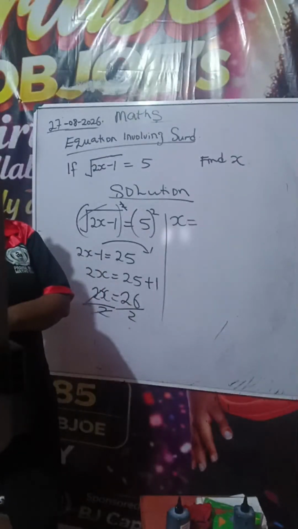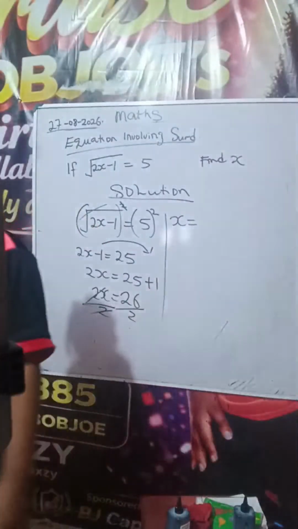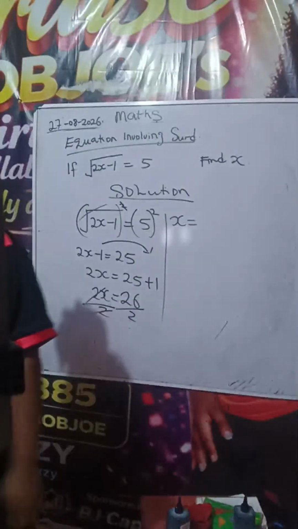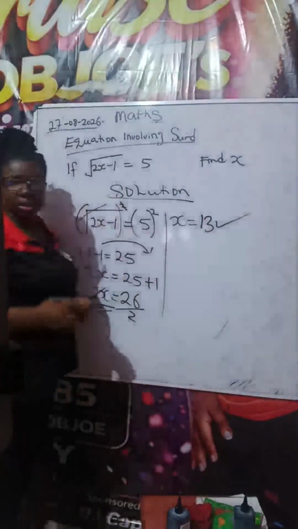So what do we have? So the final answer is going to be, everybody, what do you think? So we are getting 13, correct? So that will give us 13, and that is the answer.